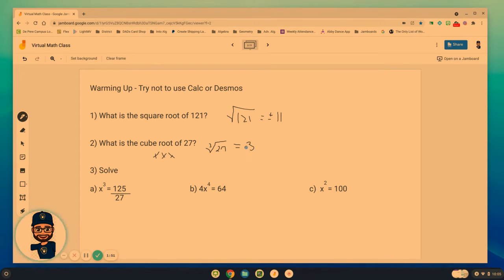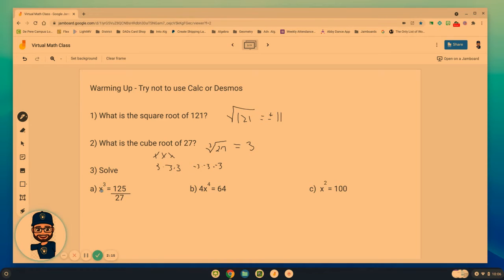They might be wondering, well, why don't I put negative 3 here? Well, 3 times 3 times 3 is definitely positive 27, but if I do that with a negative, negative times a negative is positive, but then that positive times the last negative would have given me a negative 27. So I only have the positive there.